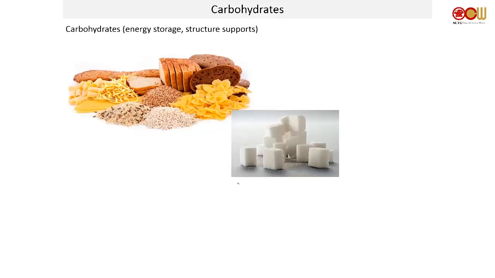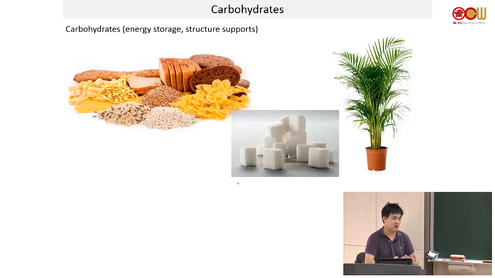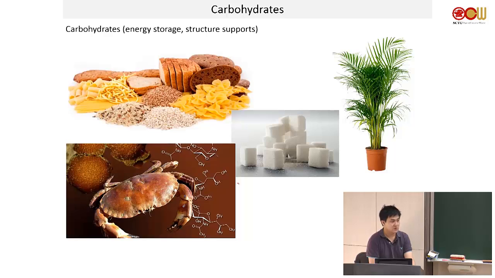Carbohydrates, we have some examples like bread and sugar, things that you eat, but they also make up your plants. The reason plants can just stand there and survive a hurricane is because they have these strong carbohydrates. Also, crab shells and insect shells are also made out of carbohydrates.